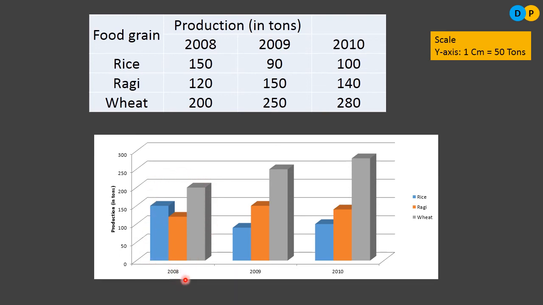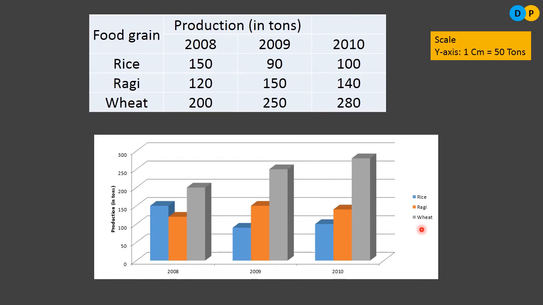Also here I have considered the index. The blue color indicates rice, the orange color indicates ragi and the gray color indicates wheat. Always your graph must have this index so that the user can easily identify which rectangular bar indicates what.